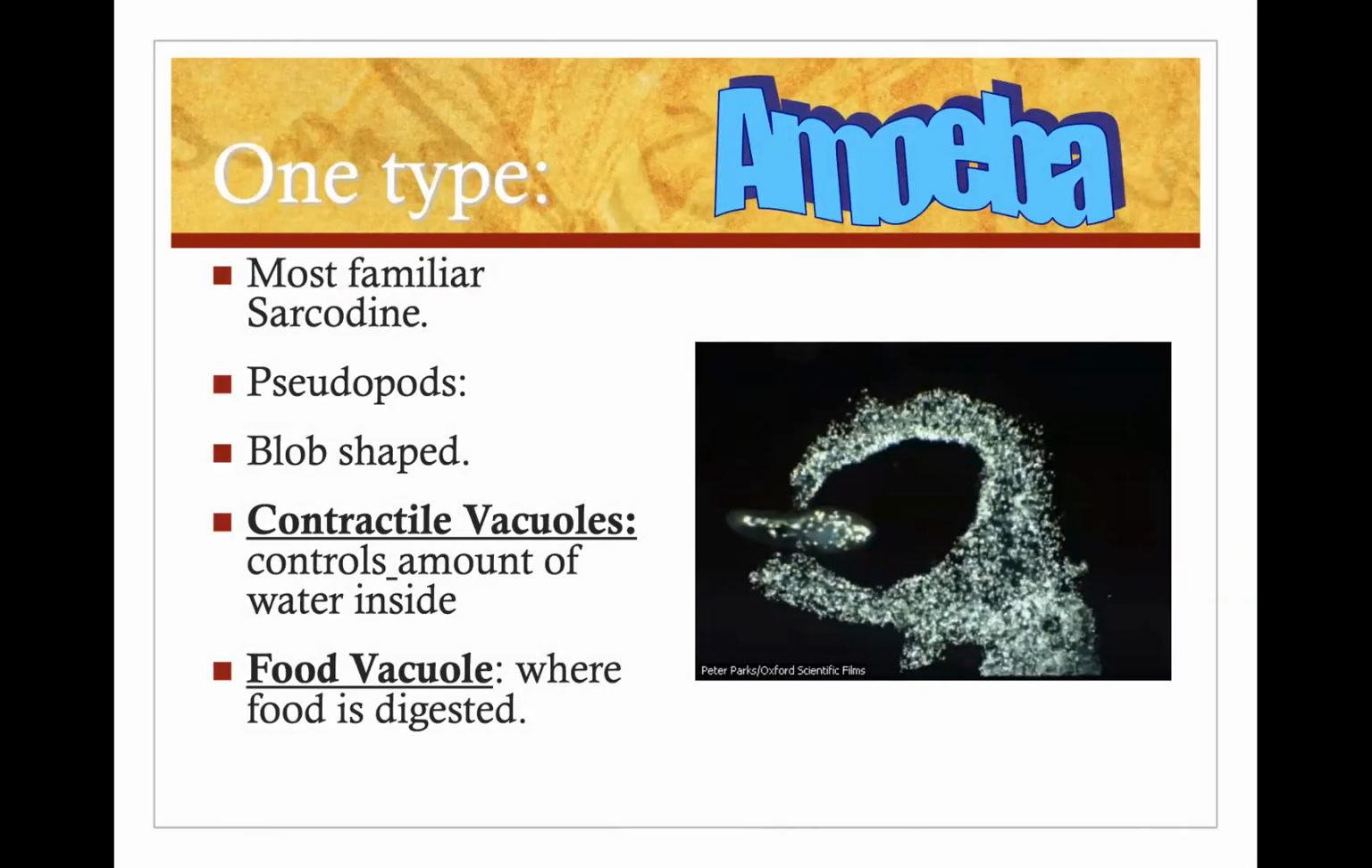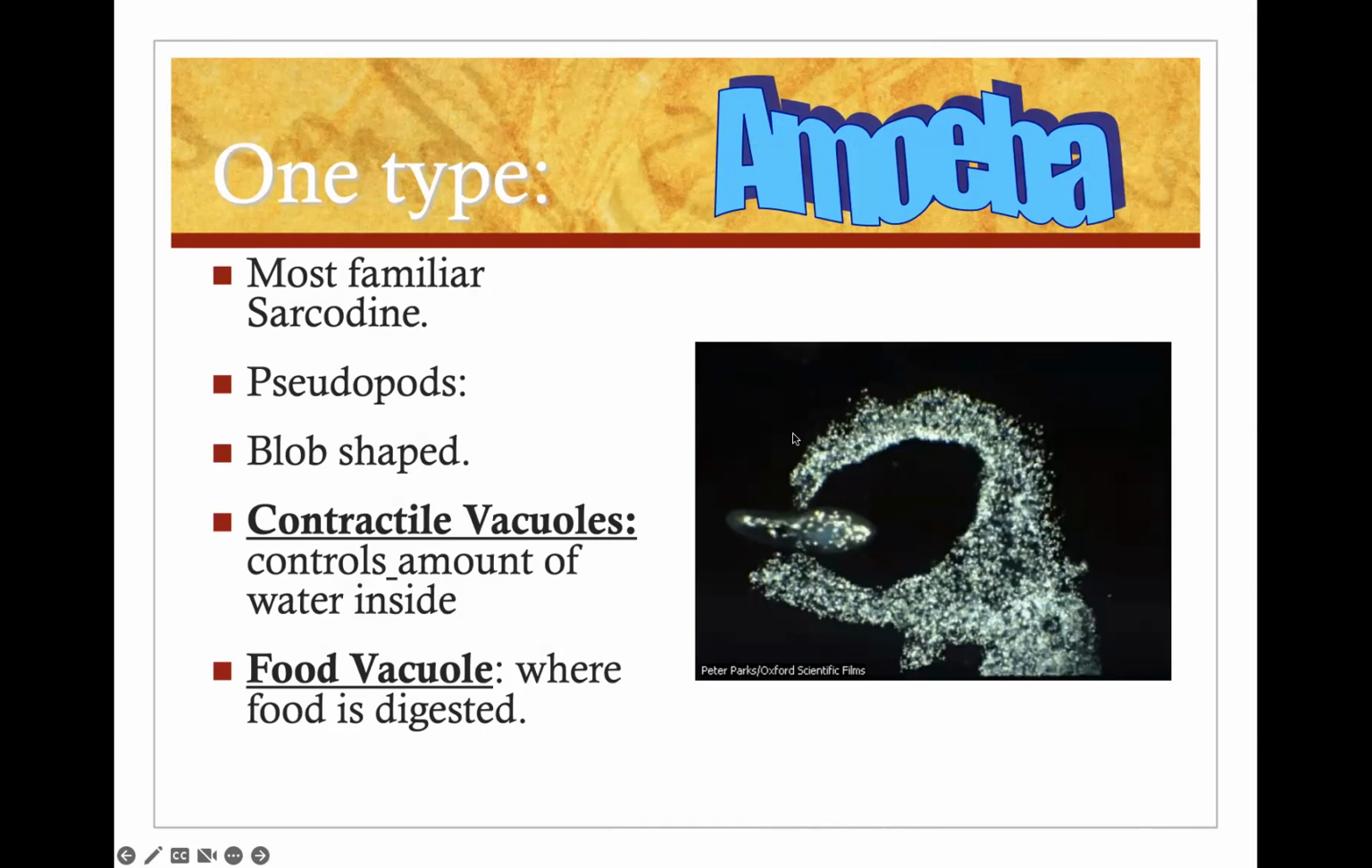One type of sarcodine is the amoeba. All right, this is the most familiar sarcodine. You've probably heard about the amoeba before. These amoeba have these false feet that stick out and allow these organisms to move. Okay, they don't have any defined shape. They just kind of look like blobs here.